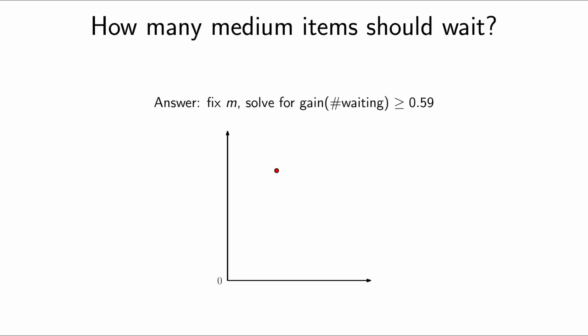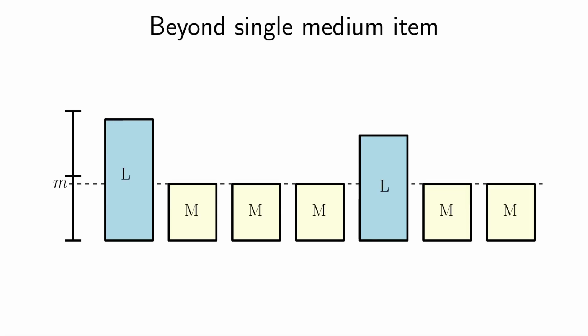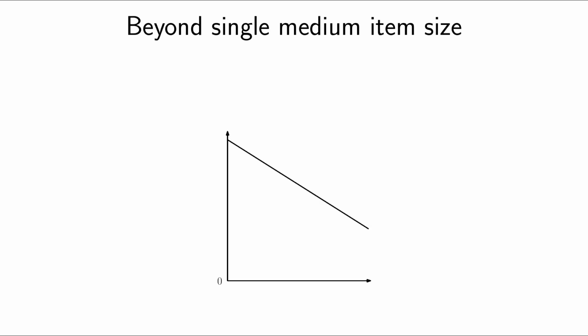In the paper, we present the formula for the number of items that should wait. To obtain the formula, we fix m. We use the number of waiting items as a parameter, and we solve for the desired gain 0.59. This gives us the optimal algorithm for large items and a single medium item. And we want more than that. The tricky part is to generalize for various sizes of medium items. If we look at this curve again, we see that the answer for each value of m is different. This seems like a set of contradicting constraints.